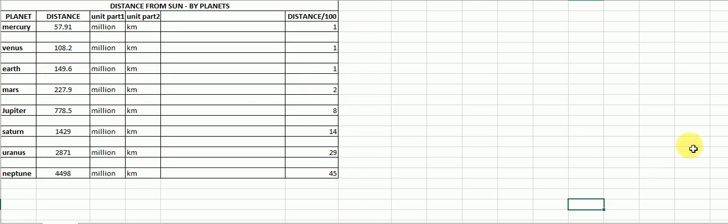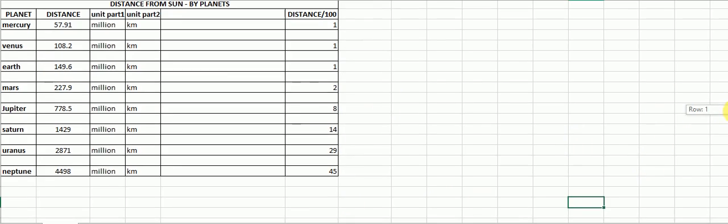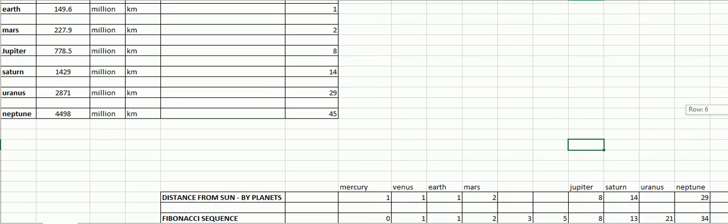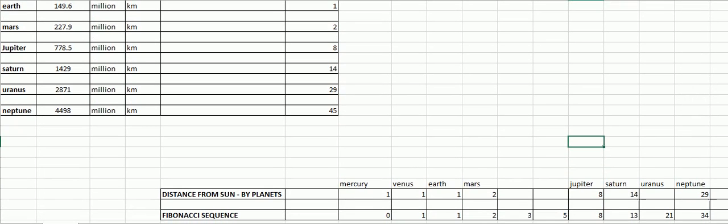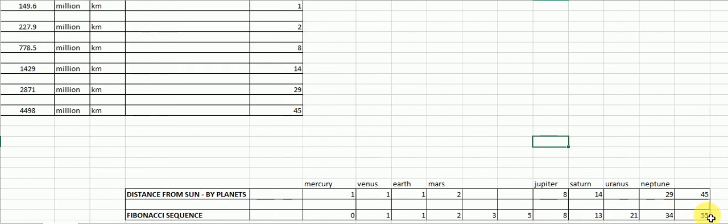But anyway, the way I related it to the Fibonacci sequence, if you look at the Fibonacci sequence at the bottom, it goes 1, 1, 2, 3, 5, 8, 13, 21, 34, 55. But if you look at the distance from the sun values, you have 1.